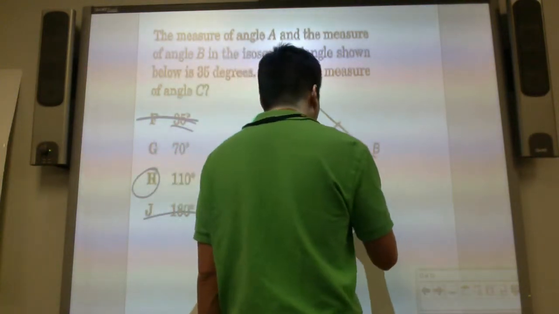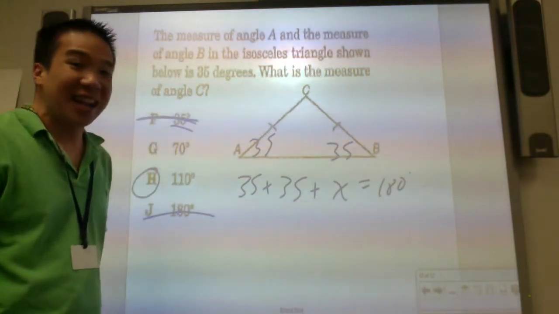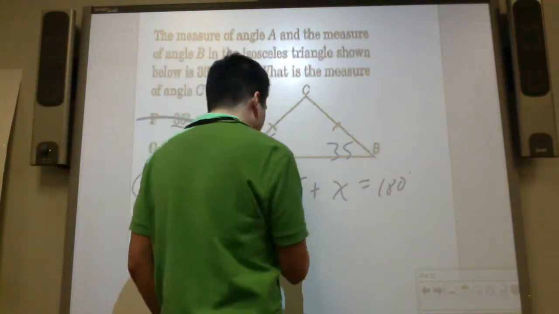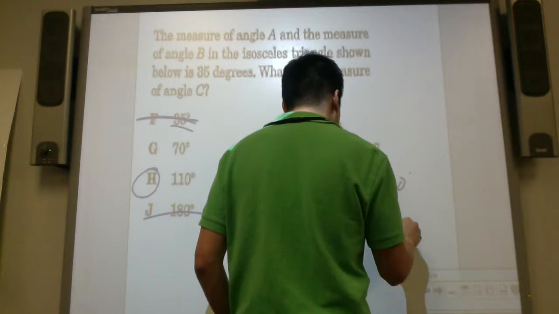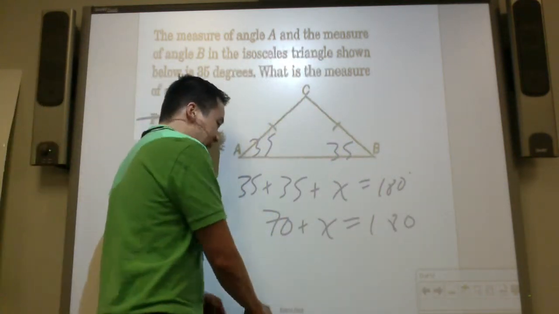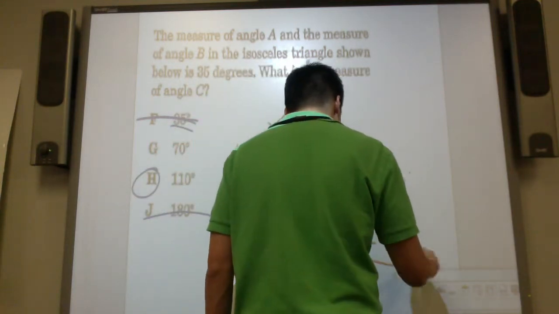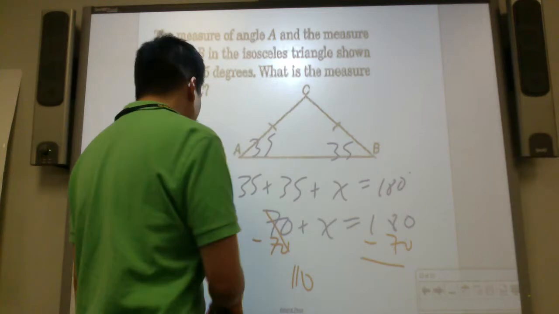Again, what do you know about the interior angles of a triangle? It adds up to 180. 35 plus 35 is 70. 70 plus x is 180. What do you add to 70 to get 180? Do the inverse operation, so minus 70, cancel. Minus 70 gives 110. The answer was H.